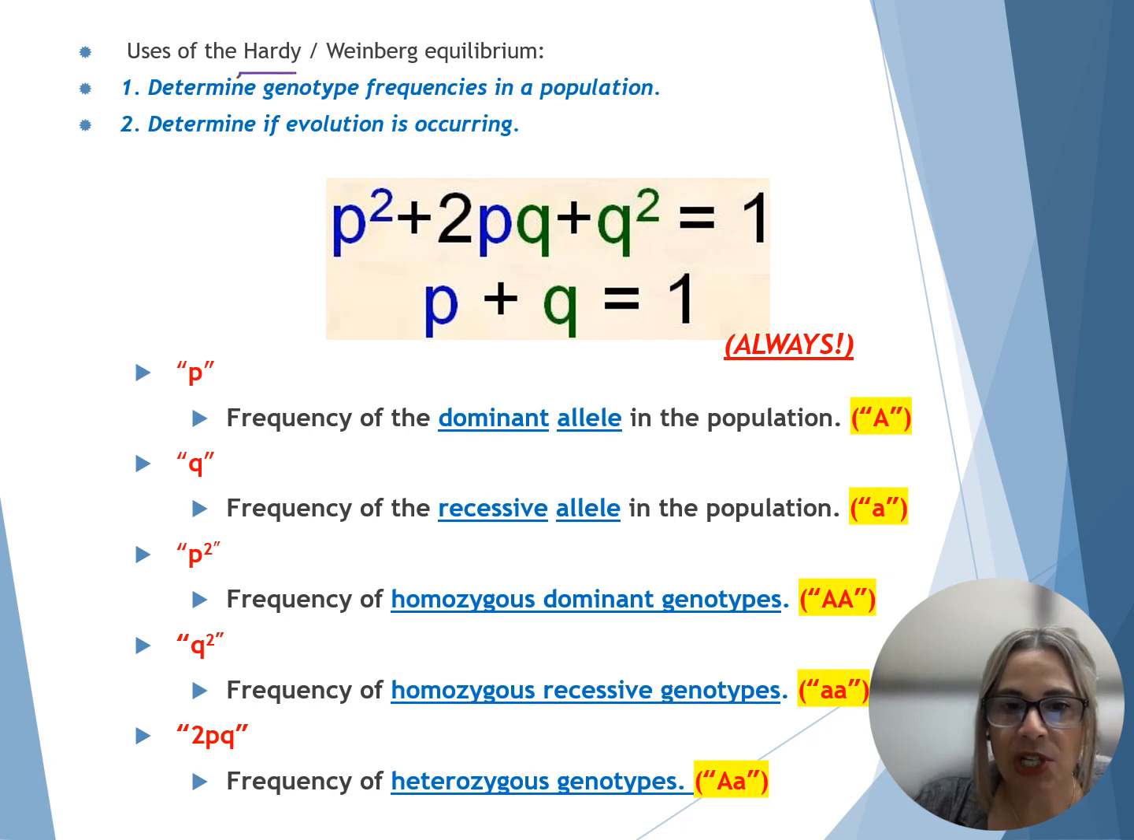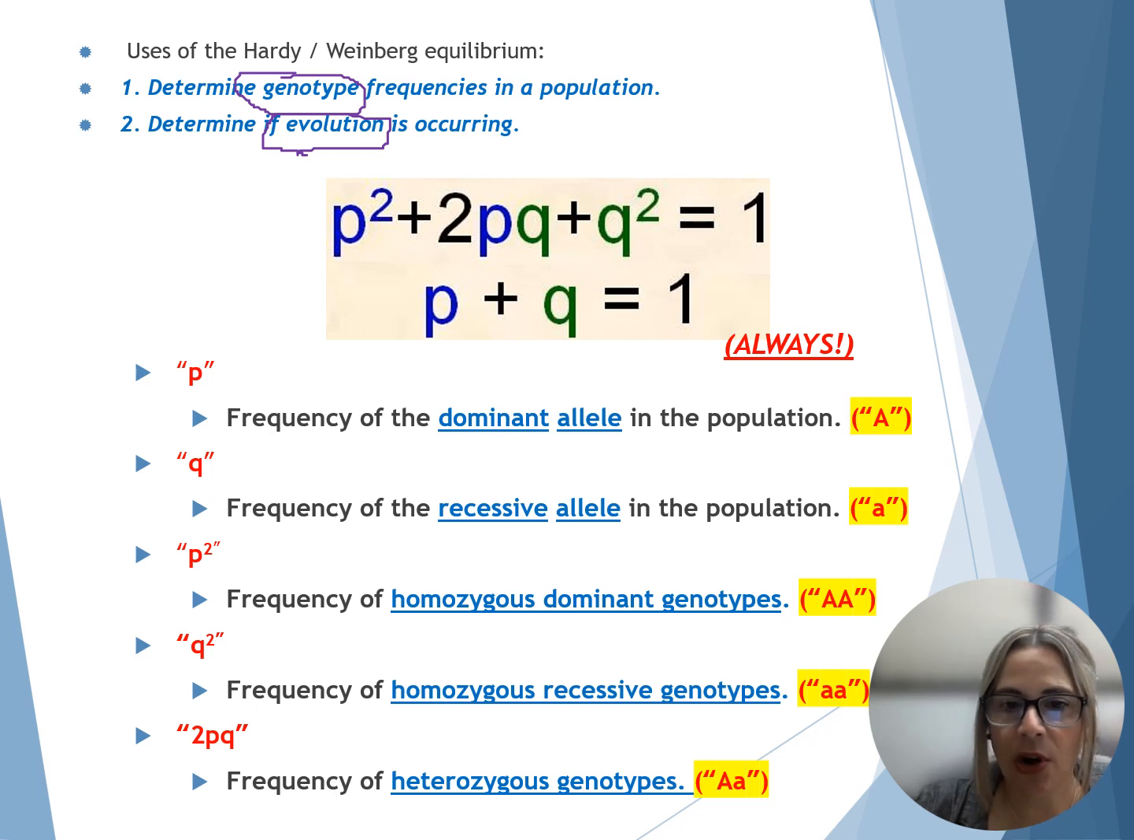What are the genotypic frequencies in a population? So how many homozygous dominant, heterozygous, and homozygous recessive individuals do we actually have in a population? And then, depending on what happens with our numbers, we can determine if evolution is occurring or if the population is in genetic equilibrium.